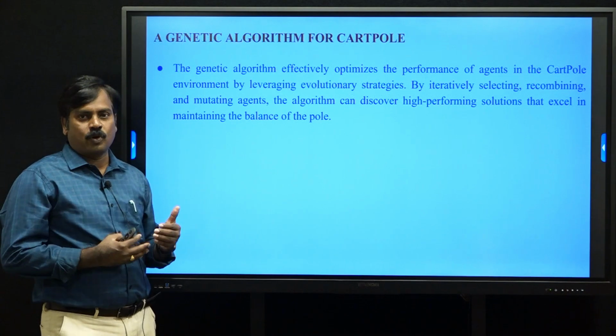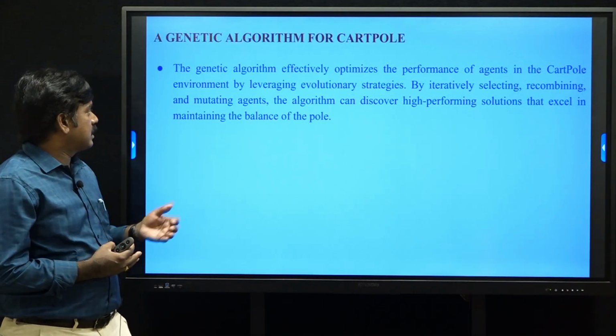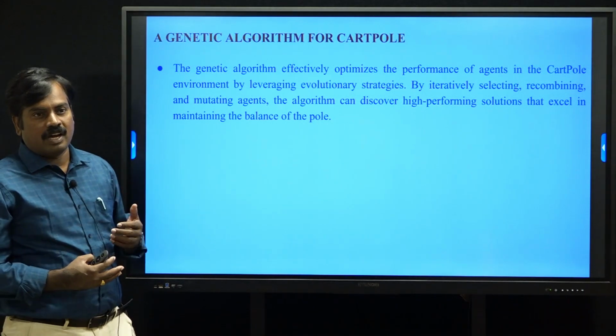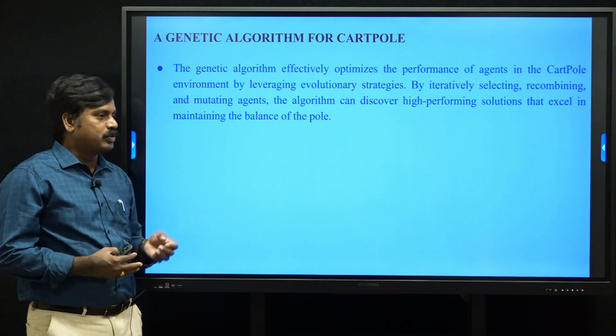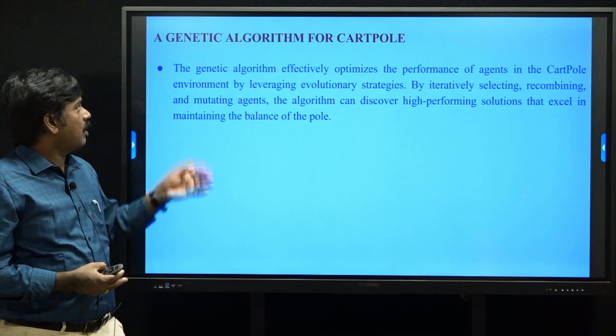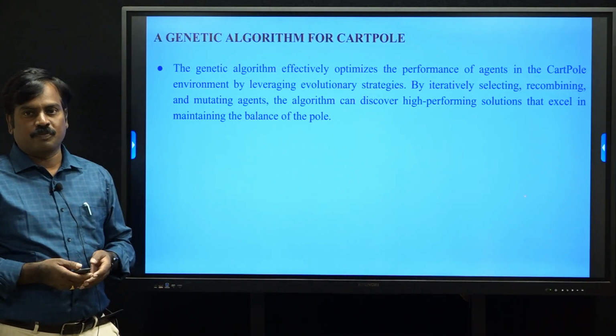to stand the pole on the cart for more steps. We can apply this type of genetic algorithm to many different reinforcement learning problems to solve them with good rewards. This is one of the best approaches of evolutionary algorithms in reinforcement learning.